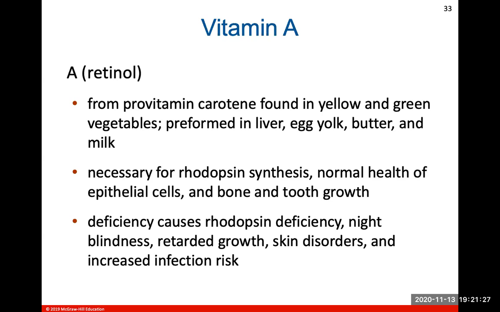So vitamin A is also known as retinol. It's from the provitamin carotene found in yellow and green vegetables. It's preformed in liver, egg yolk, butter, and milk. It's necessary for rhodopsin synthesis to help with your photoreceptor cells in your eyes, normal health of epithelial cells, and bone and tooth growth. The deficiency causes rhodopsin deficiency, night blindness, retarded growth, skin disorders, and increased infection risk.